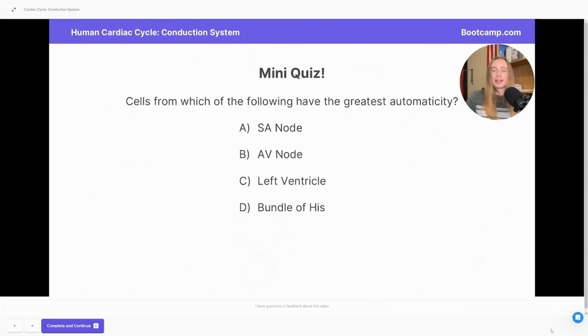Now that we've finished with the lesson, let's go ahead and have a mini quiz. Cells from which of the following have the greatest automaticity? First, we need to recall that automaticity is just a property that means that cells have an ability to generate an action potential on their own.